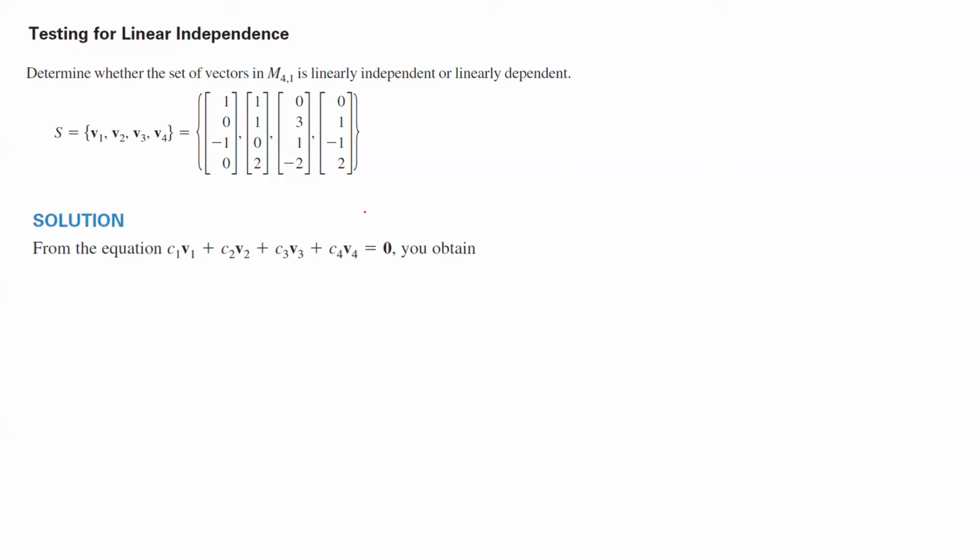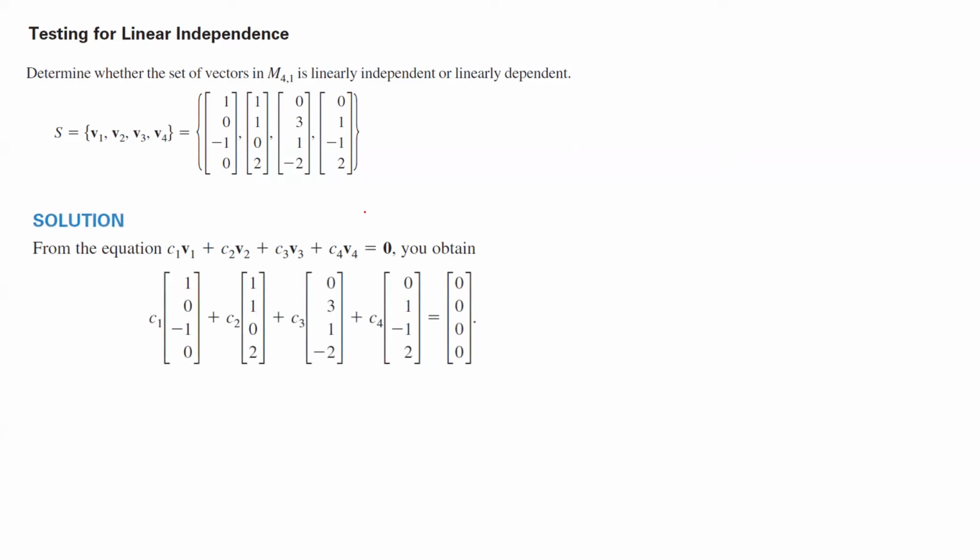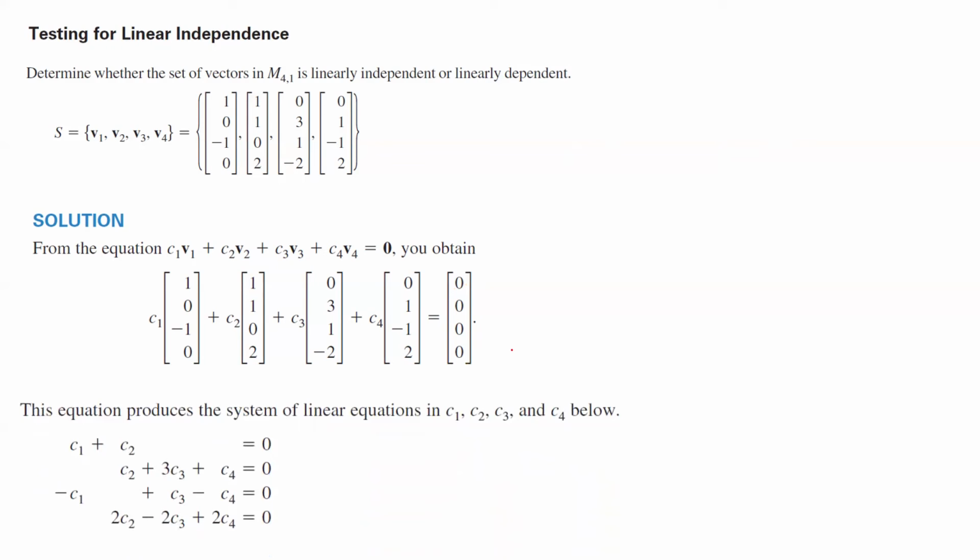From the equation C1 V1 plus C2 V2 plus C3 V3 plus C4 V4 equal to 0, we can rewrite this as C1 times the very first column matrix, which is your first vector, plus C2 times the second vector, plus C3 times the third vector, and C4 times the fourth vector. And on the right-hand side, you have the zero vector, which is basically a column matrix. Okay, so let us form the system of linear equations using C values.